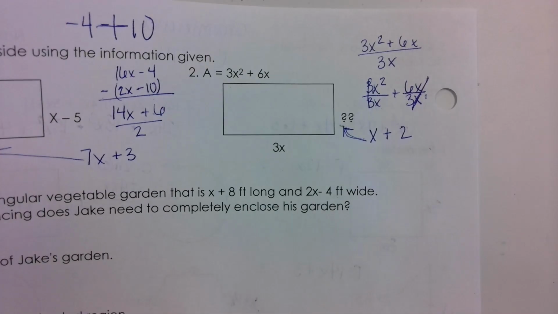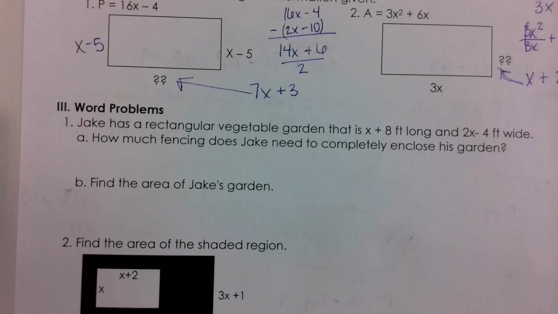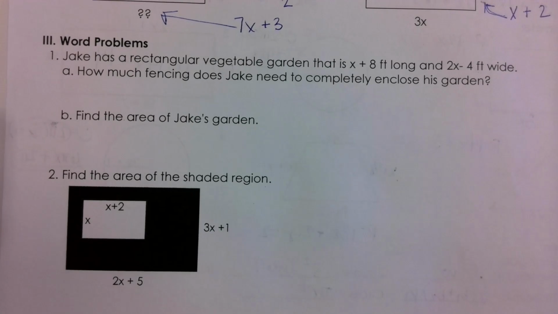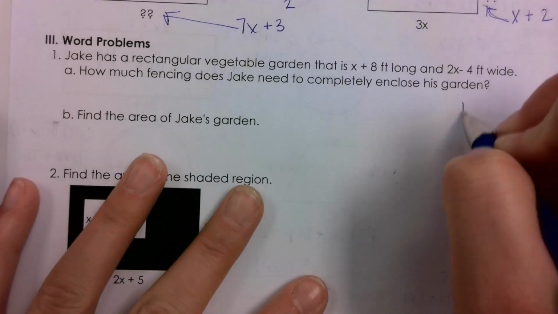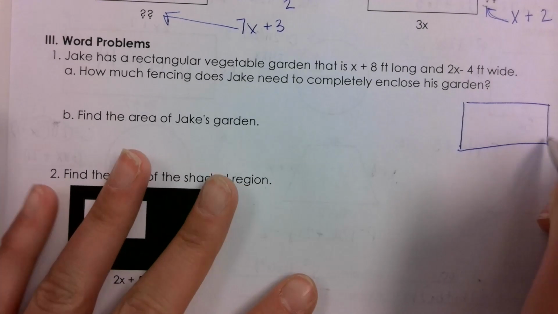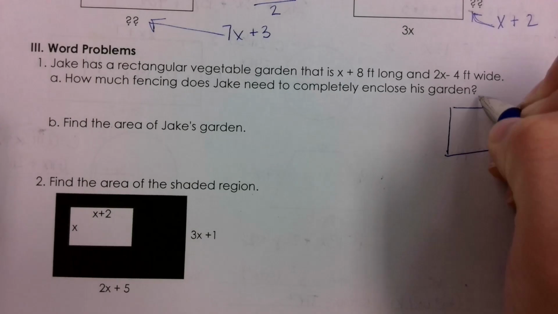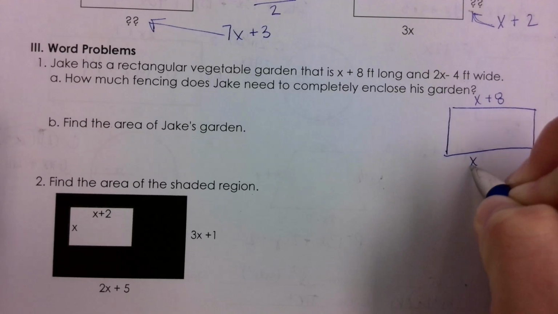Alrighty. So now we're going to do some word problems. Everybody's favorite. So Jake's got a rectangular vegetable garden that is x plus 8 feet long and 2x minus 4 feet wide. I'm going to stop us right there. Anytime you see or hear a shape word, what should you do? Draw it. So let's do that. I'm going to go ahead and draw our rectangle. And then, do they tell us some stuff about the rectangle or the garden? What do they tell us? X plus 8 feet long. So I'm going to put x plus 8, and then 2x minus 4.